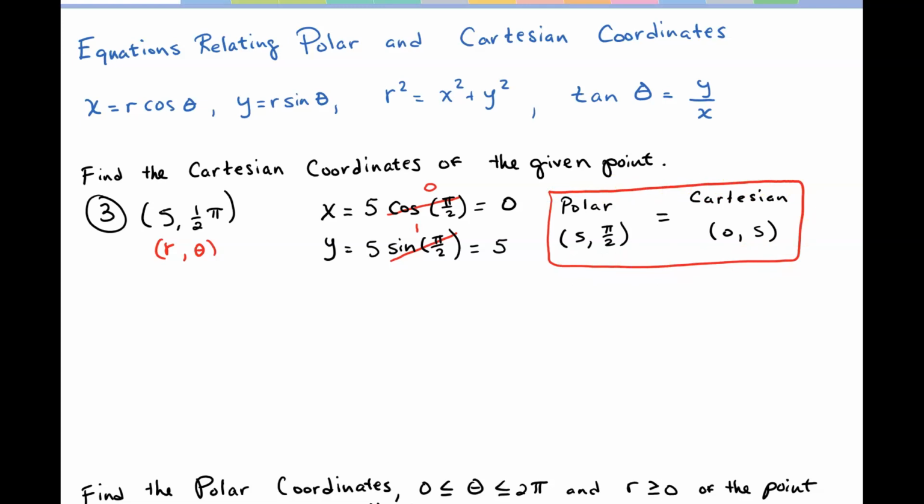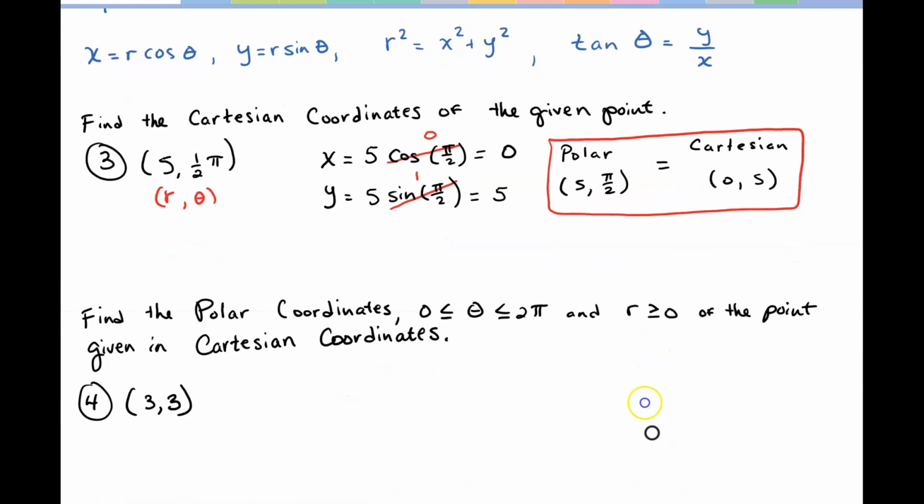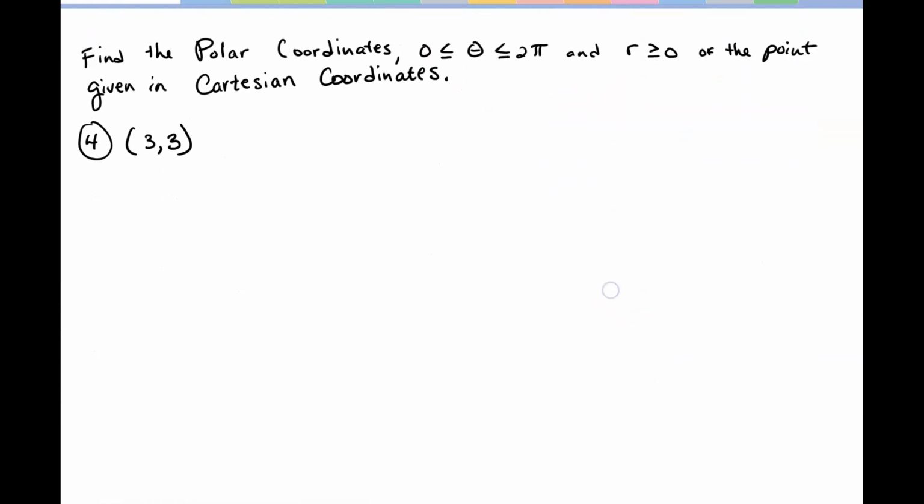All right, now let's go ahead and take a look at the next problem here. We are asked to find polar coordinates, in the interval of theta from 0 to 2 pi with an r greater than or equal to 0, of the point given in Cartesian coordinates. So understand this is an x and this is a y. All right, and so we know a couple of things. The first thing that we have to find is our r value. We know that r squared is equal to x squared plus y squared. So then we can say r is equal to the square root of x squared plus y squared.